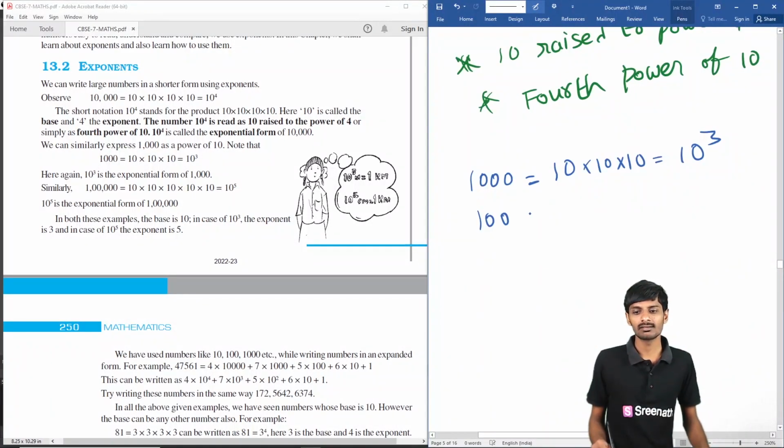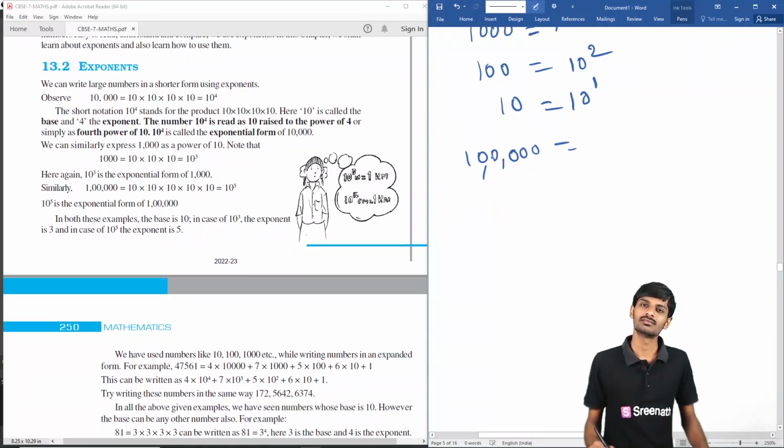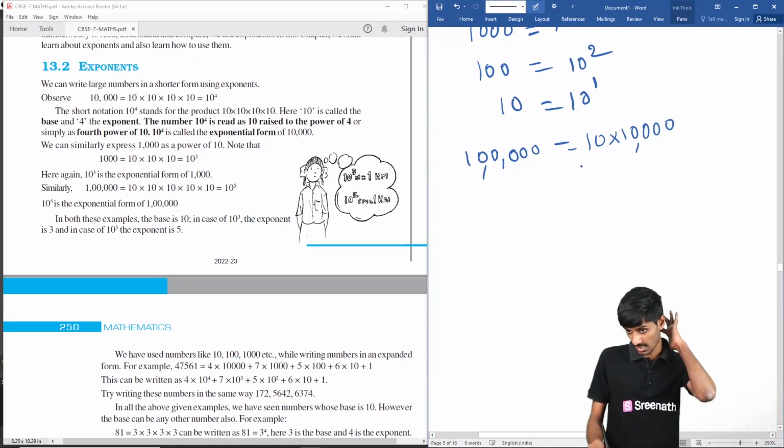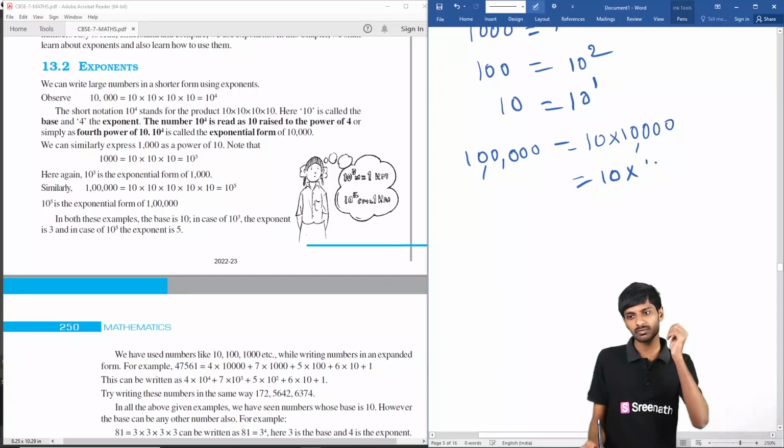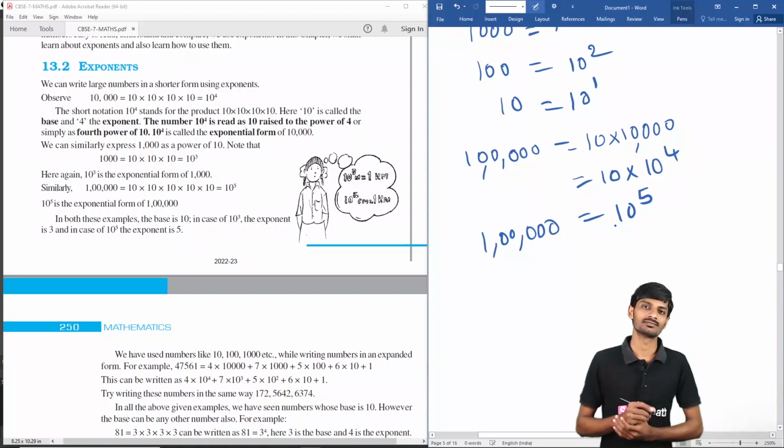And what about the 100? It is 10 square. What about the 10? It is 10 power 1. And what about 1 lakh? 1 lakh. Okay. So it is 10,000 into 10 is 1 lakh. So it is 10 into 10,000, which means 10 power 4 times 10. So how many? That is 10 power 5. So 1 lakh is equal to 10 power 5.